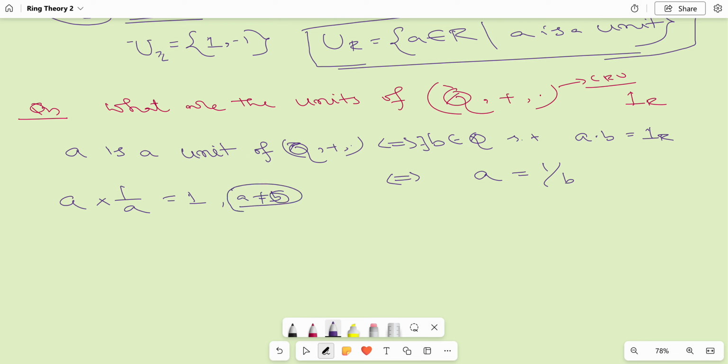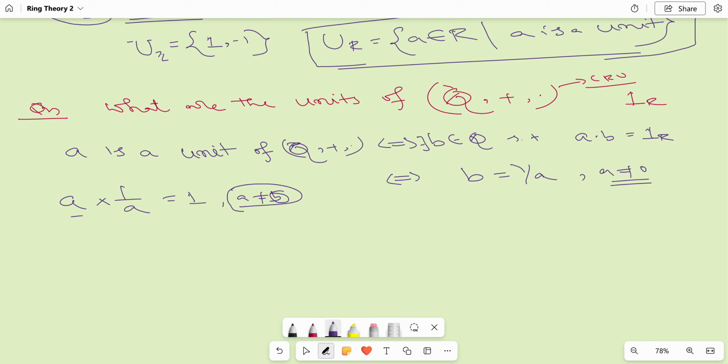Suppose you are given a, then I will give you 1 by a such that, sorry, here b is 1 by a, not a. Okay, here b equals 1 by a. Suppose a is a unit, then the choice for the b is 1 by a, right? Your choice for it is 1 by a. But a should not be 0, right?